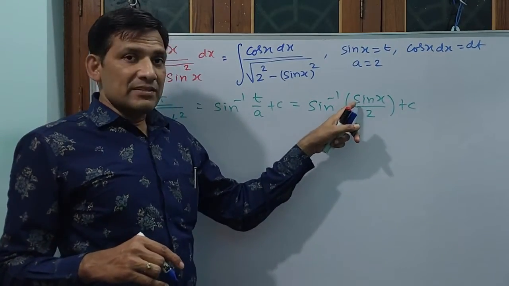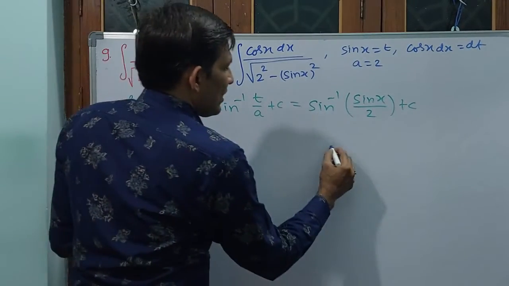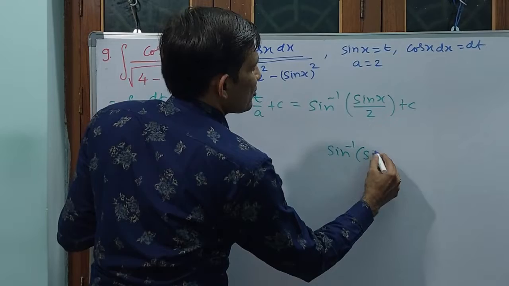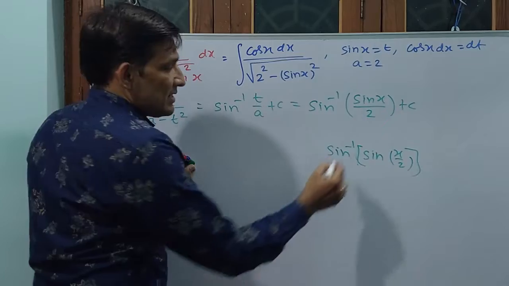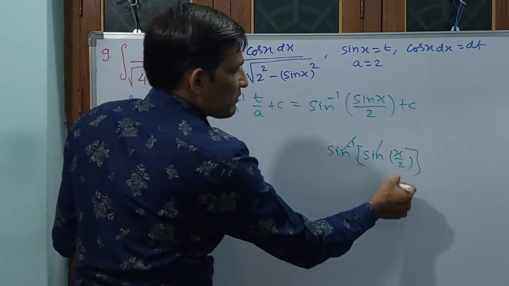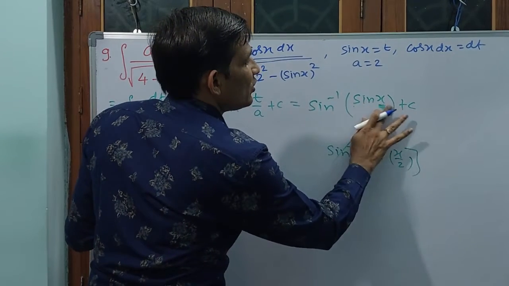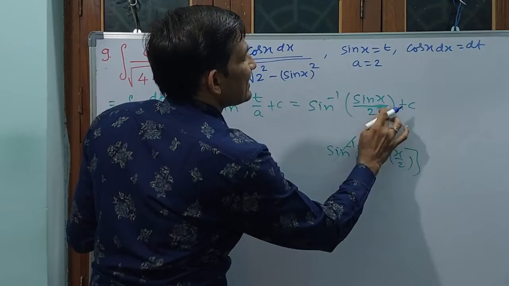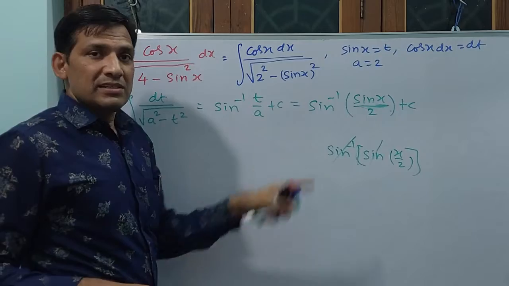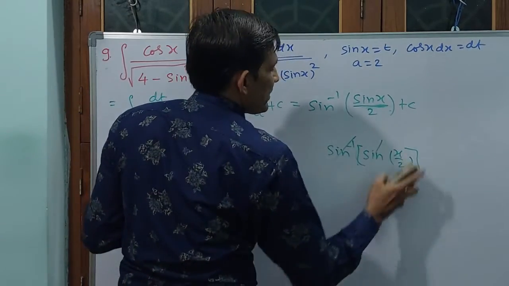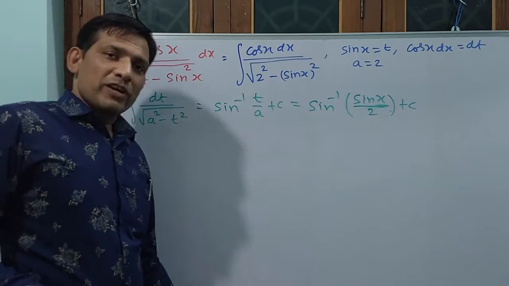Here you should be very careful. Sin inverse of sin don't get cancelled, and x by 2 don't write. Why? Because if sin inverse of sin x by 2 comes, then sin inverse sin will get cancelled and x by 2 will be coming. But here this 2 is dividing the entire sin x. At that time you should not cancel sin inverse and sin x. You leave it like this only. This will be the answer for your 9th question. Take this, we will go for the 10th question.